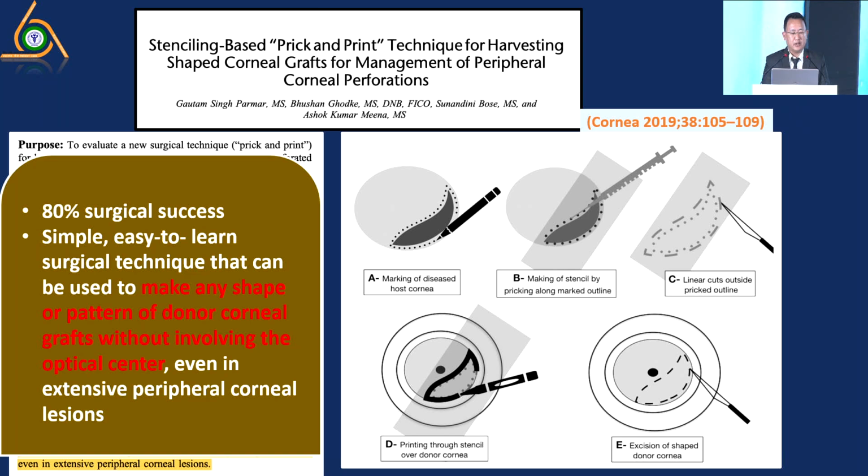In this, they found an 80% success rate, and it is a technique which is simple and easy to learn. The advantage is that we can make any shape or pattern of donor corneal graft without involving the optical center.